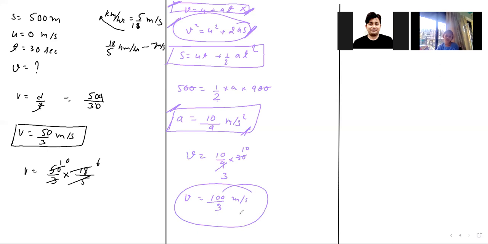Then you just convert it. Now again you have to convert this into meter per second, correct? Wait, 18 by 5. I will calculate that also. So 18 by 5, correct? So this is 20, 36 is 18. This will be 120 kilometer per hour. Did you understand? Now check the answer. This is the only answer. I already got the answer.